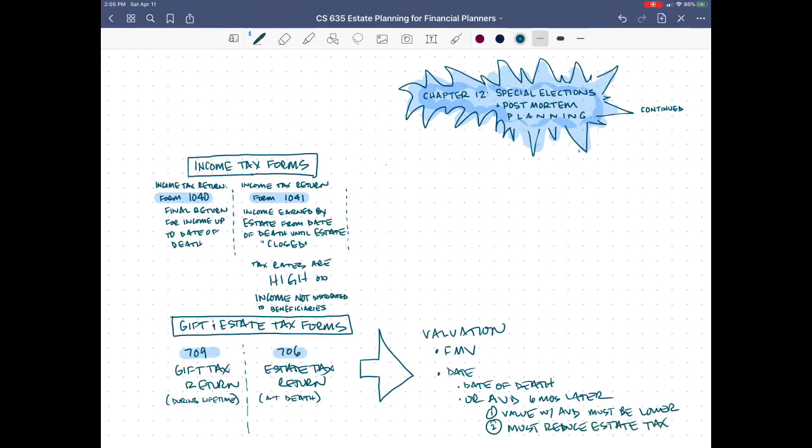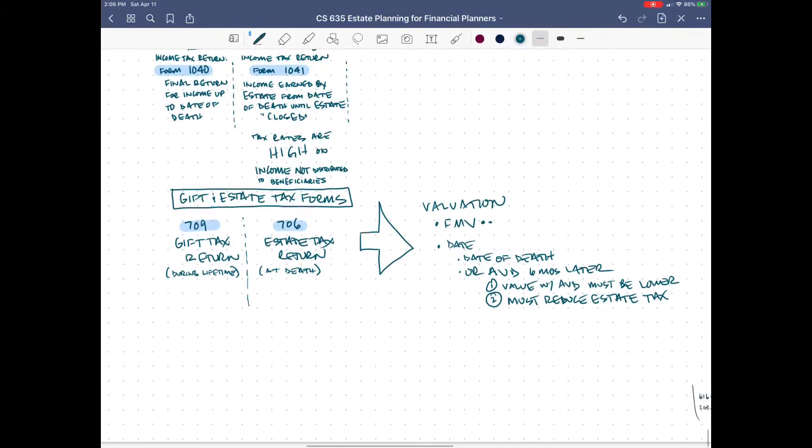So again, this is where small estates are edged out of being able to use this alternate valuation date to get a nice step up. That's not the purpose of the alternate valuation date. It's to give estates that have an estate tax the opportunity to reduce it if the fair market value of the assets drop 6 months later.